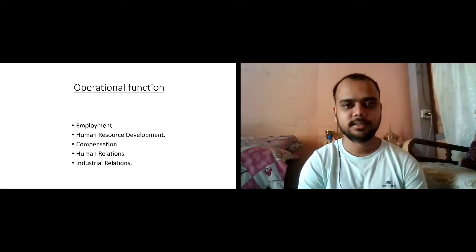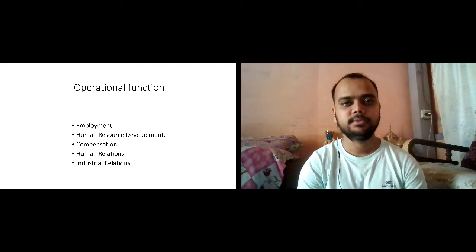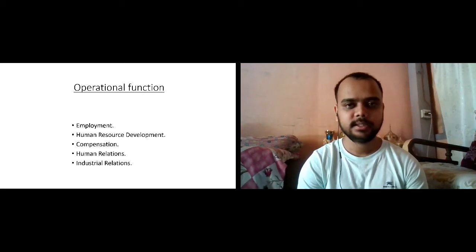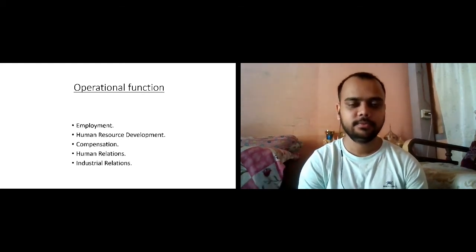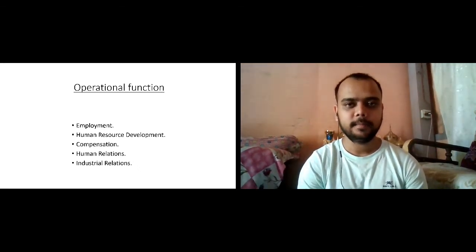As you can see on the screen, the operational functions. What are the operational functions? Number one, employment. Number two, human resource development, or HRD, as we commonly refer to it. Number three, compensation. Next, human relations. And the fifth one is industrial relations. So let's try to understand it one by one.